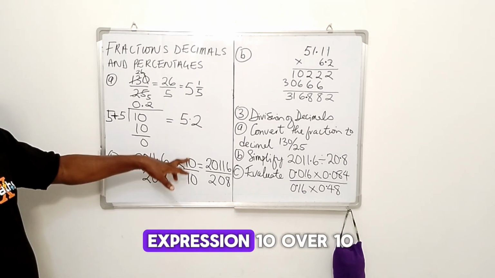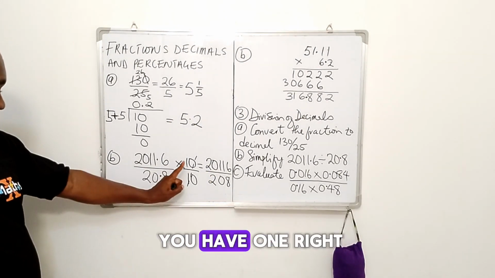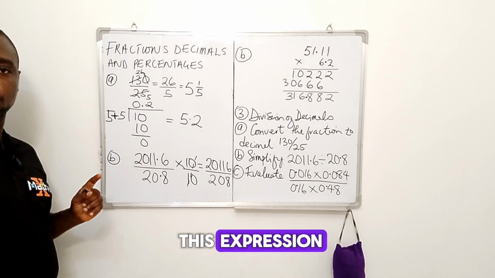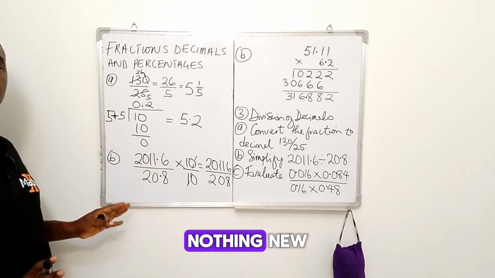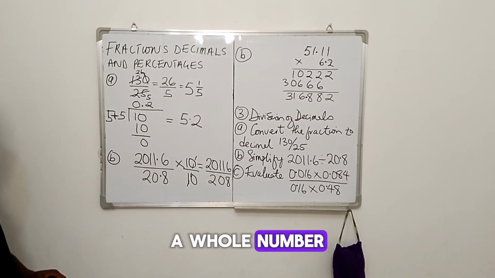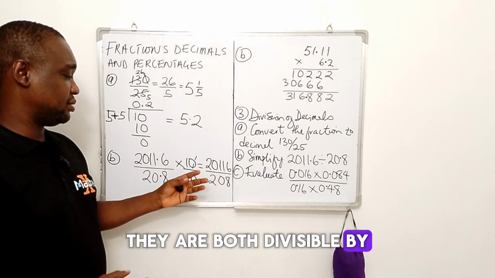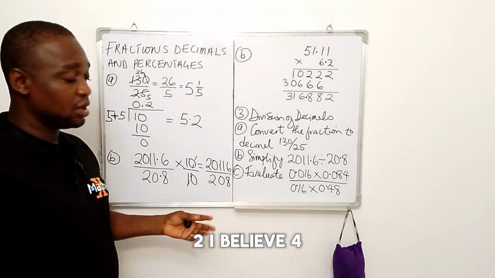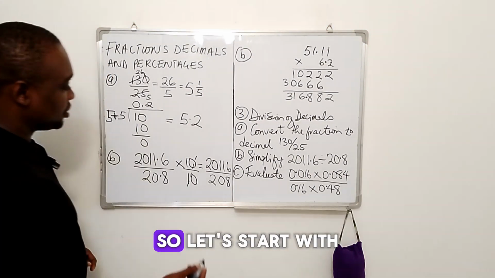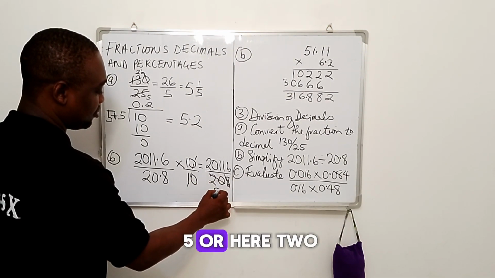Technically, looking at this expression, 10 over 10 can cancel, and you have 1, right? So 1 times this expression, it will still be this expression. So you've not done anything extra, nothing new. It's just a small trick of making these numbers whole numbers. Looking at these numbers again, they are both divisible by 2. I believe 4 can do some justice here also. So let's start with a 4. 4 here, 5. 4 here, 2.